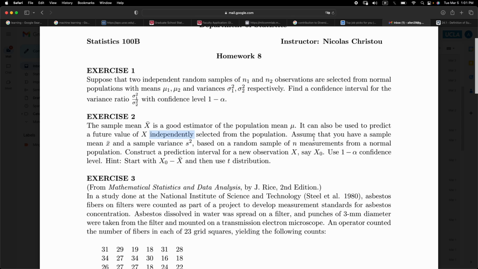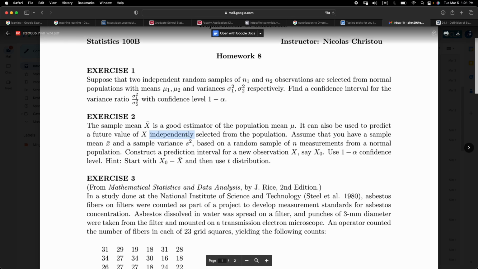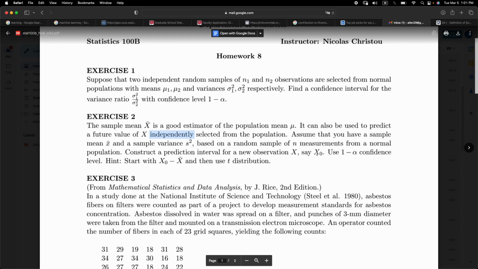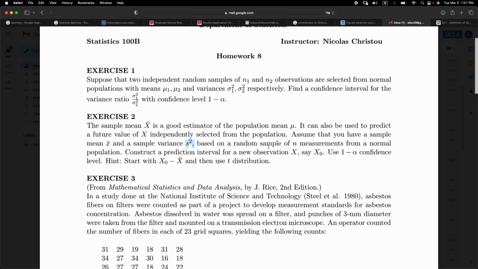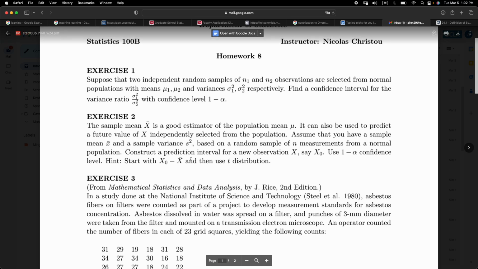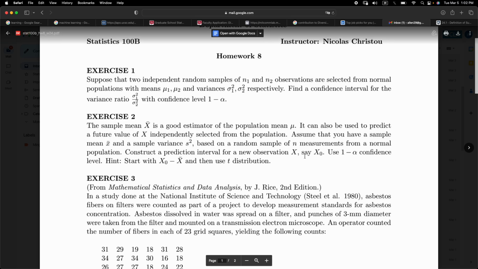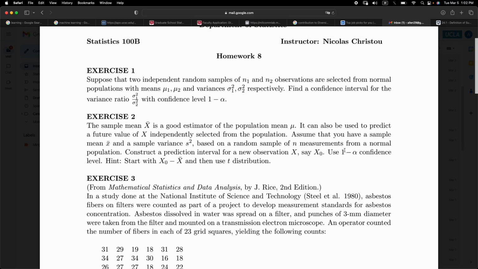Assume that you have a sample mean x bar and a sample variance s squared, based on a random sample of n measurements from a normal population. So x bar and the sample variance are based on the n observations from a normal population. Our task is to construct a prediction interval for a new observation, let's say x0, using the 1 minus alpha confidence level.